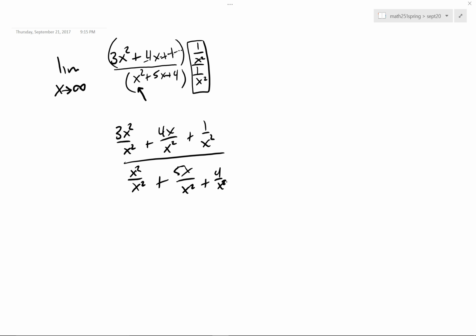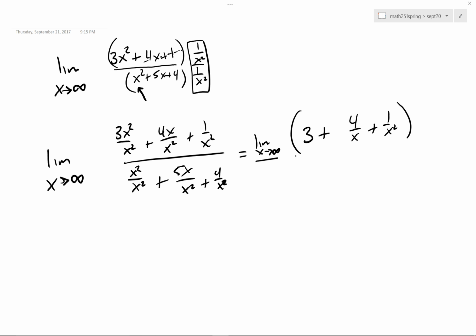Yay! Now, remember, the limit laws say that the limit of a quotient is the quotient of the limits. So I can pass that through and look at the quotient of the numerator, which I can simplify before I do that, and look at the limit of the denominator.